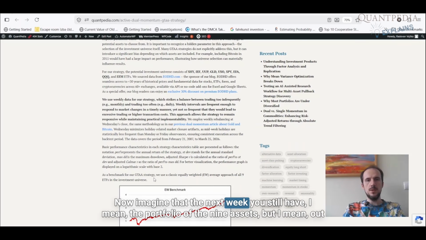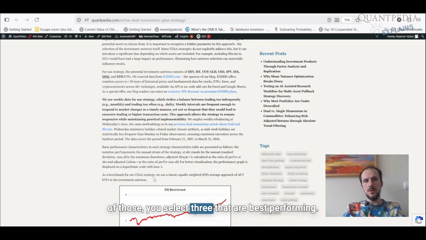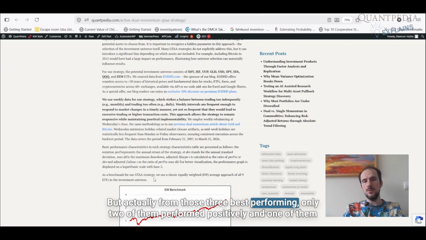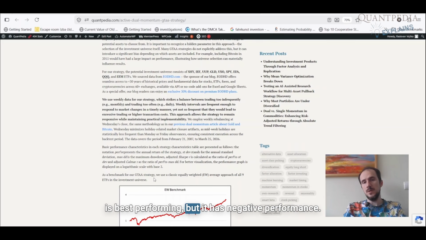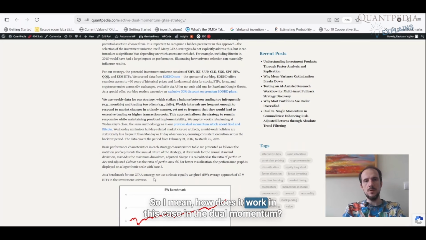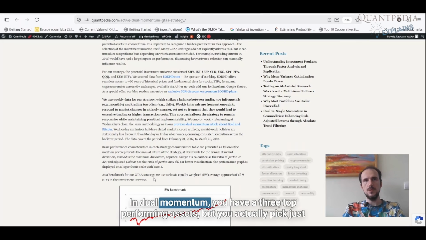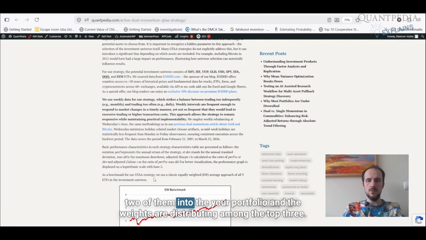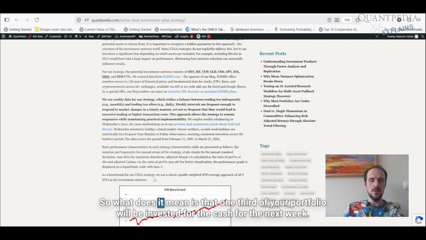Now imagine that the next week you still have the portfolio of the 9 assets, and out of those you select the 3 that are best performing, but actually from those 3 best performing, only 2 of them performed positively, and 1 of them is best performing but has negative performance, and it's the third best performing because all of the other assets are negative. So how does it work in this case in the dual momentum? In dual momentum, you have the 3 top performing assets, but you actually pick just 2 of them into your portfolio, and the weights are distributed among the top 3. What this means is that 1/3 of your portfolio will be invested in cash for the next week.